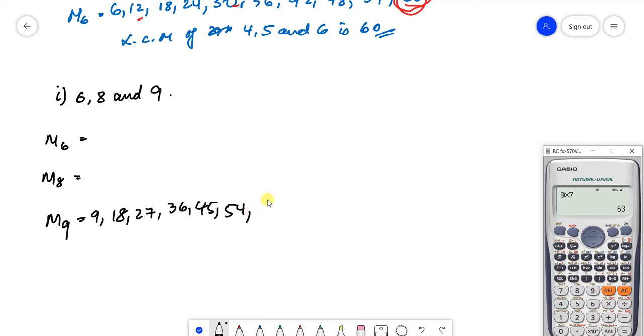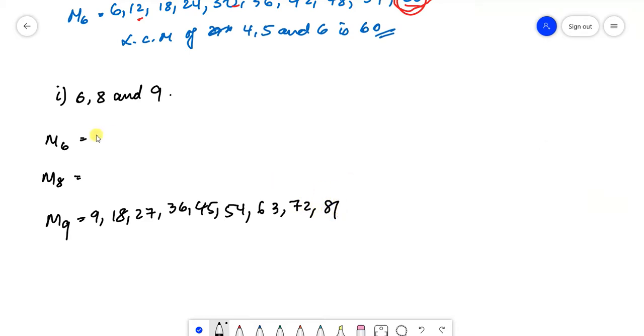The tables are very important, so it's wise that you memorize the tables very well. I have been using the calculator for a long time, so 9 times 9 is 81. Yes, and so on. We can have more.